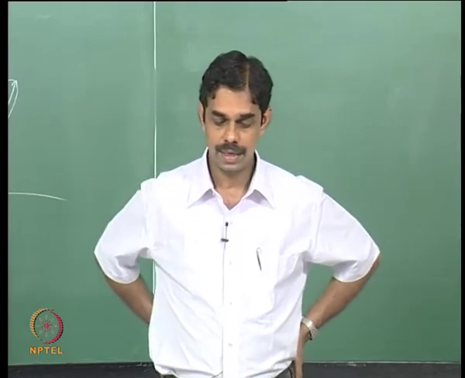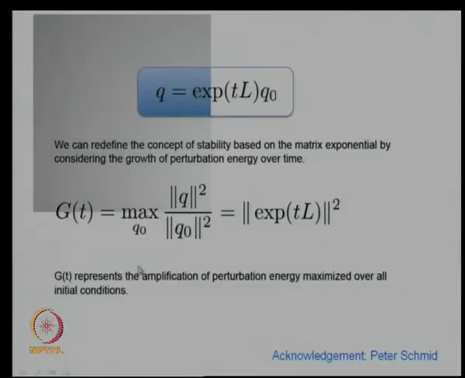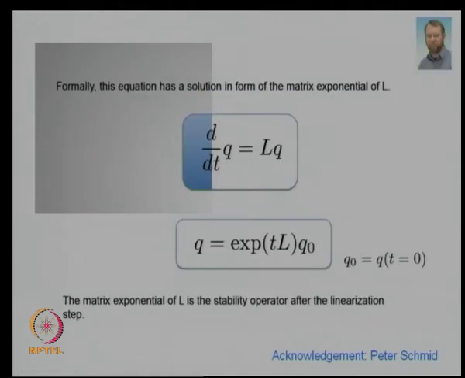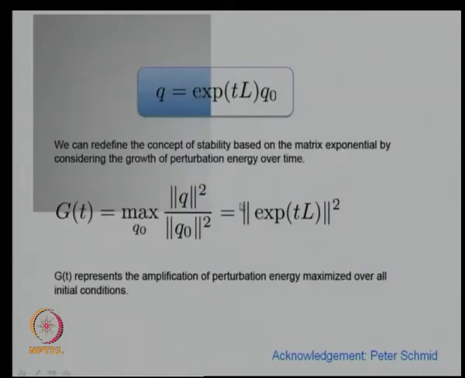So we want to look at the energy at some time t divided by the energy at time t equal to 0, and that would go like the norm of e power t times L, where L is the linear operator here. So now this comes back to my question as to how you get the norm of the matrix.